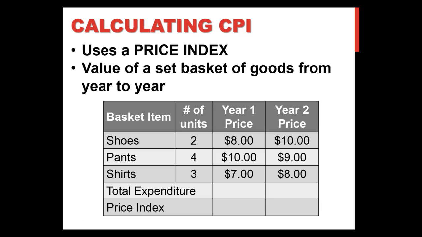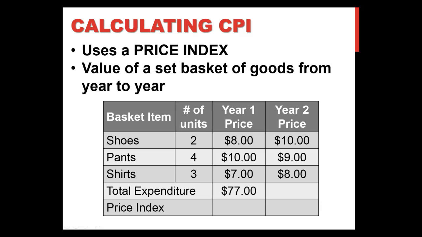So the first thing we need to do is calculate how much we're spending on this set of goods in year 1. To find that out, I would say the number of shoes, 2, times the price, 8, means I'm spending $16 on shoes. I'm spending $40 on pants and $21 on shirts. When I add up all of those expenditures together, I find that this basket of goods costs $77.